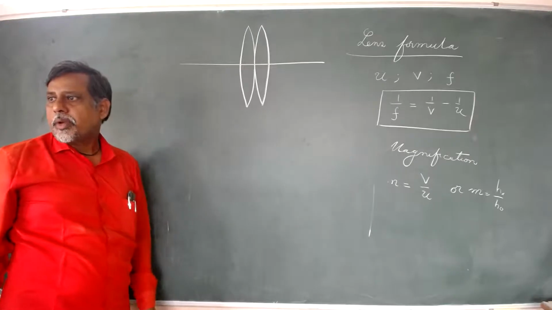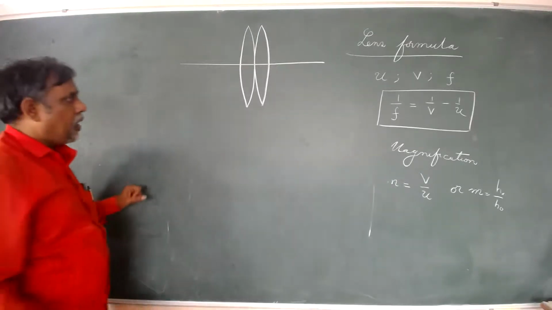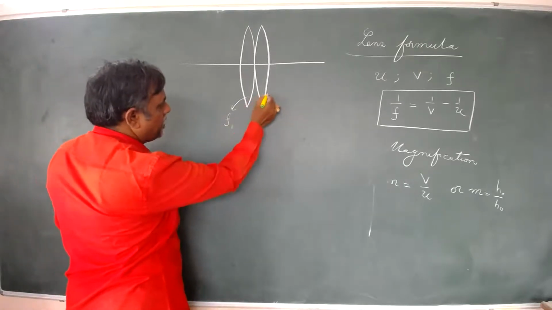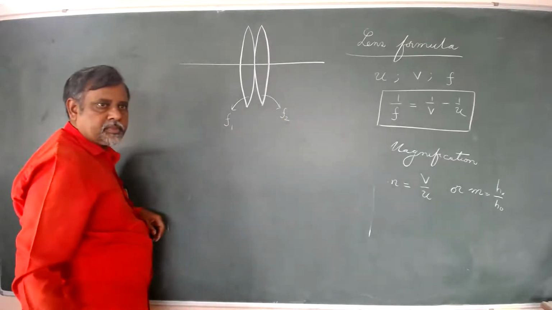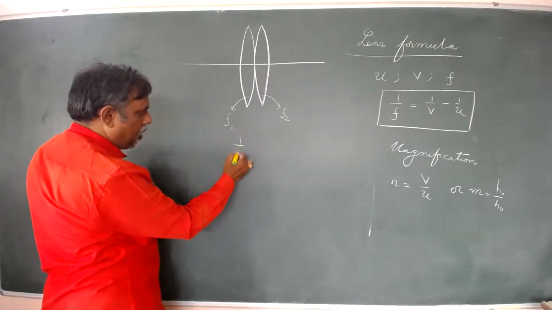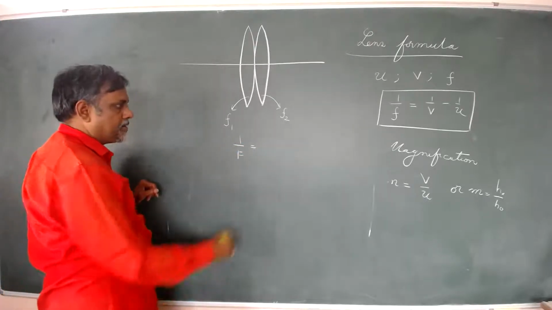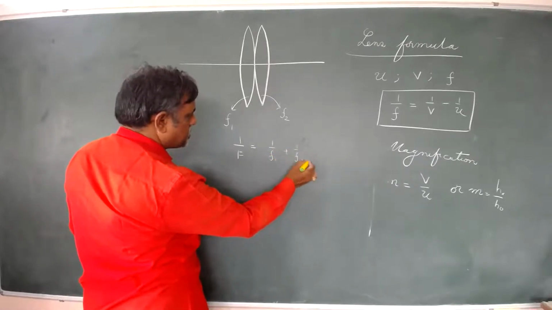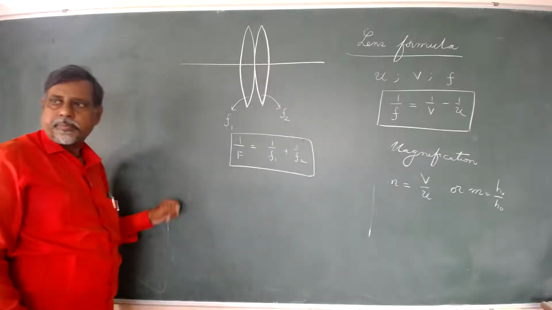In optical instruments, we will usually be using this type of combination. The first lens has focal length f1, and the second lens has focal length f2. The combined effective focal length is given by 1 by f equals 1 by f1 plus 1 by f2. This is the formula we have to keep in mind while solving problems.